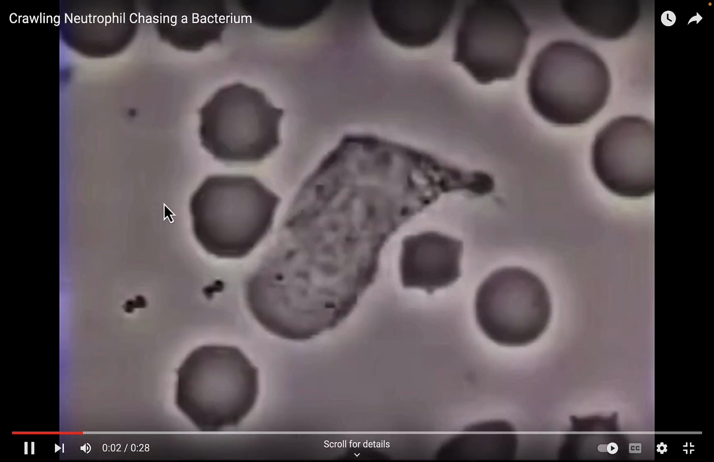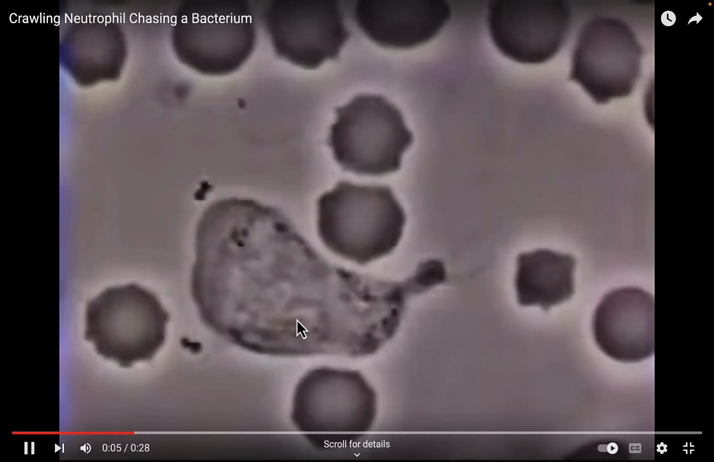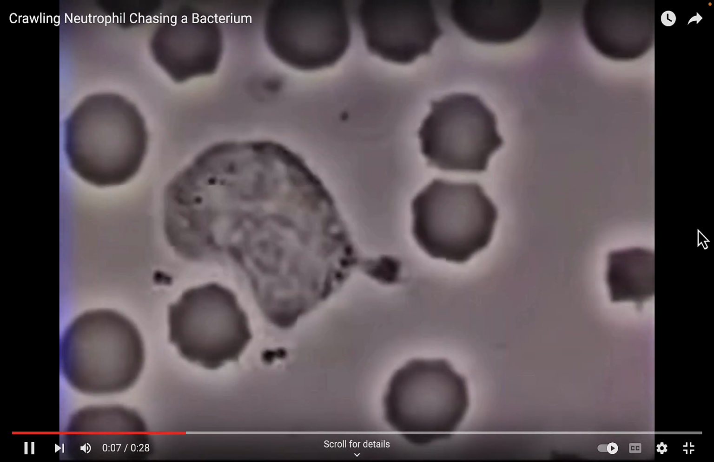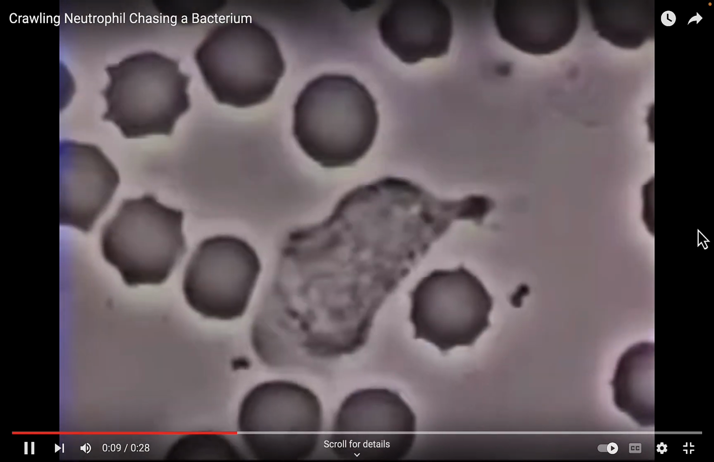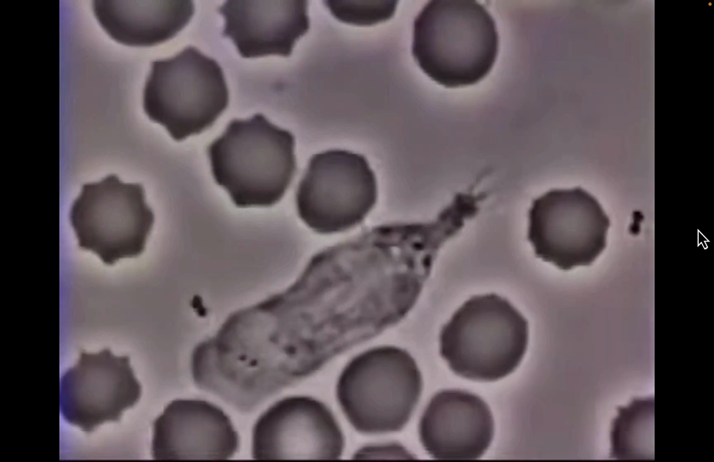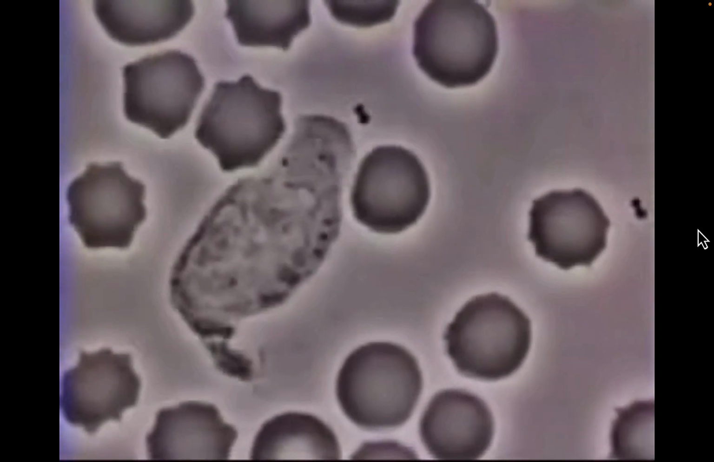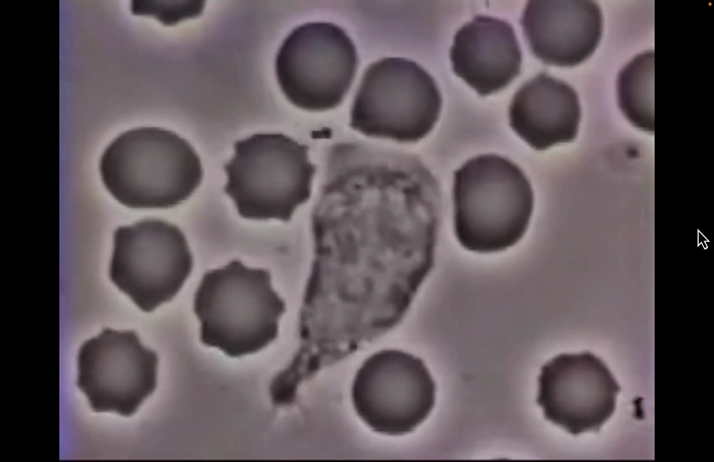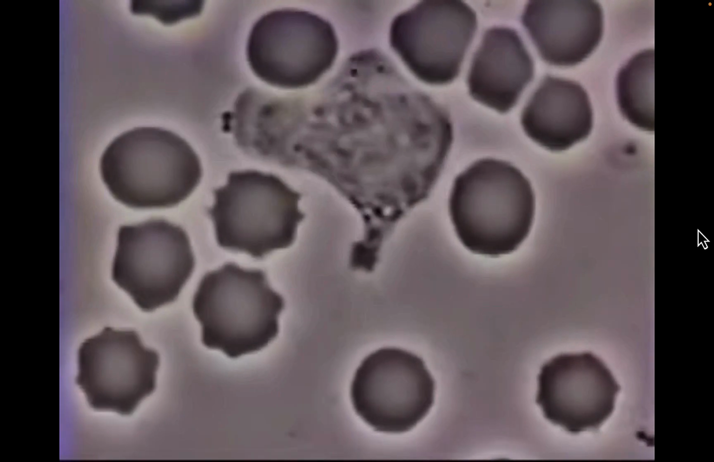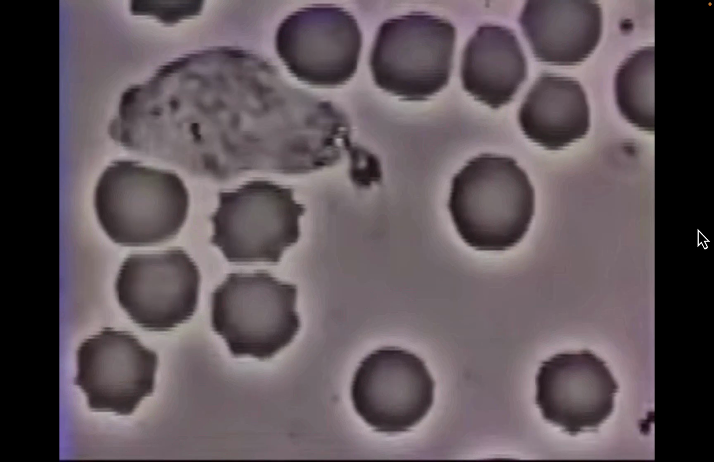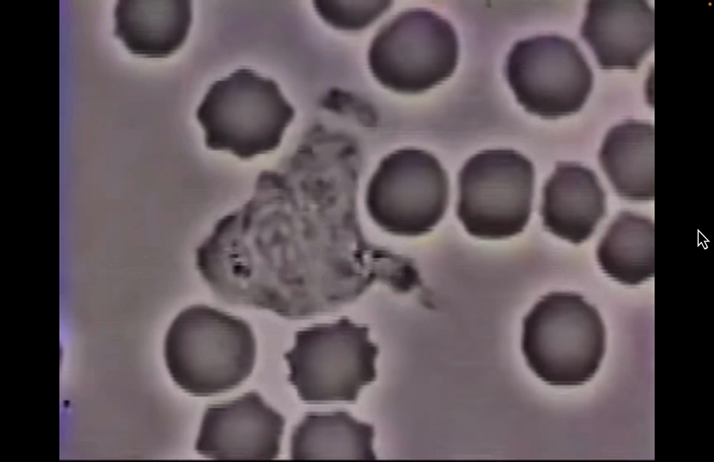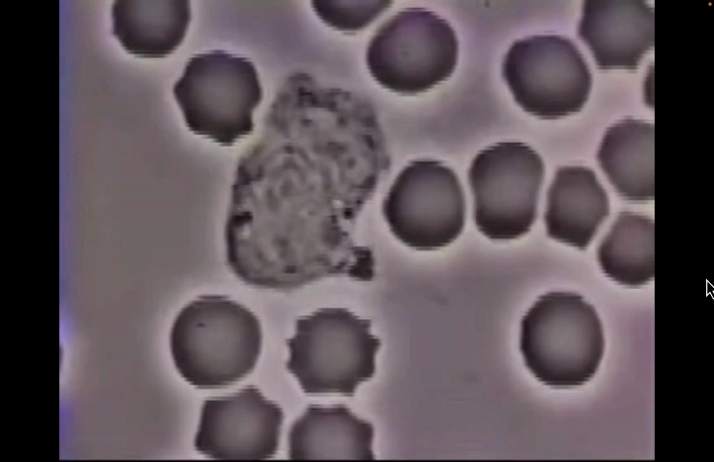Okay, so in this picture here, you can see the big white blood cell moving like that amoeba, and it's chasing through all those red blood cells, it's chasing this little bacteria. And as it's chasing that bacteria, eventually it's going to be able to engulf that bacteria. You see how it's changing its body shape? Those are the little pseudopods that it's producing.